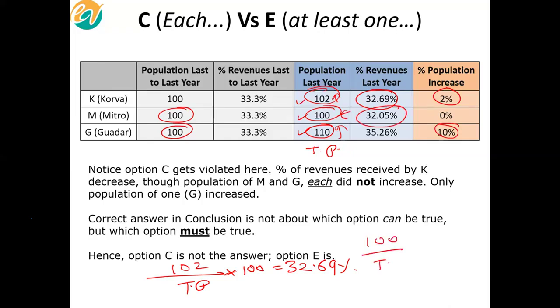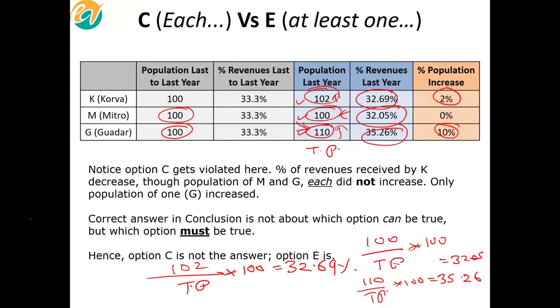100 divided by total population into 100. So that would give me 32.05. Similarly, how did I arrive at 35.26? 110 divided by total population into 100. That would give me 35.26.